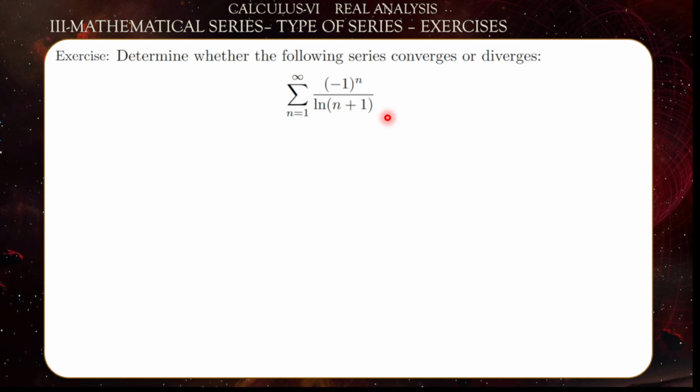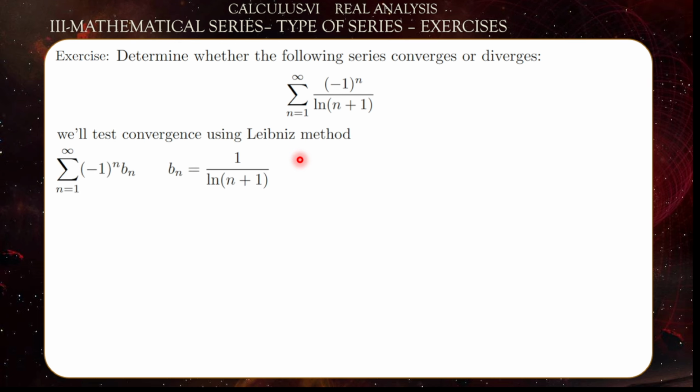In order to test the convergence, we need to use the Leibniz test, which has three criteria that need to be met in order for this series to be convergent. One, it needs to be positive, 1 divided by ln of n plus 1. Second of all, it needs to be monotonically decreasing. And third, it needs to have a limit approaching 0 as n approaches infinity.